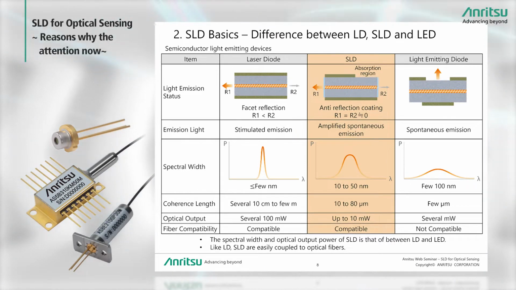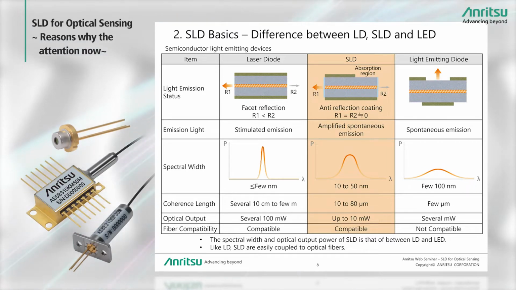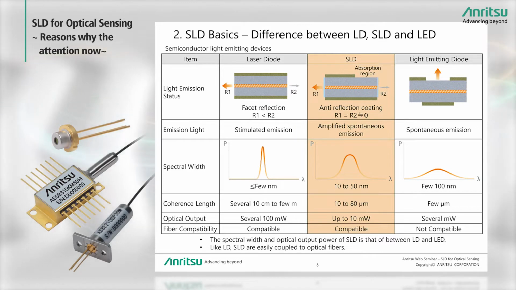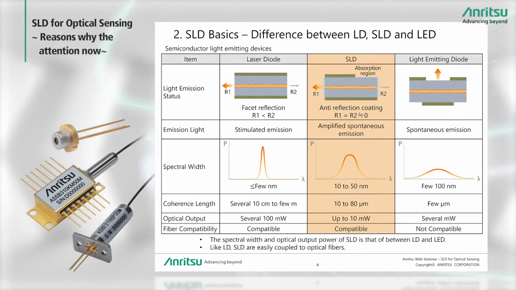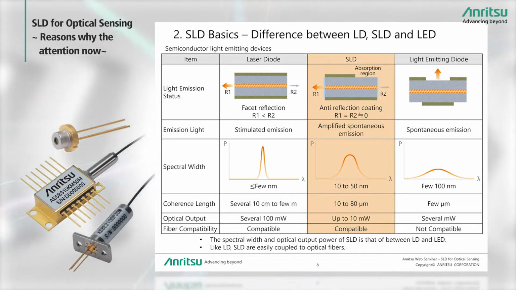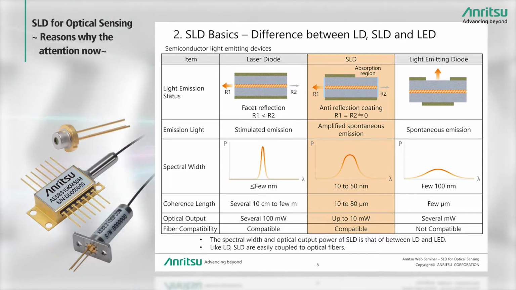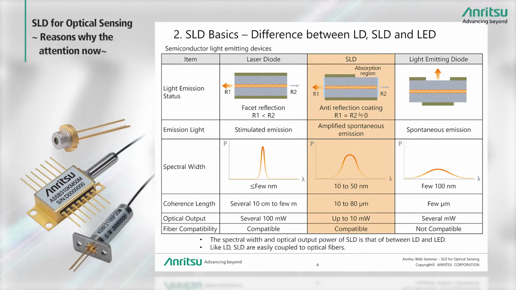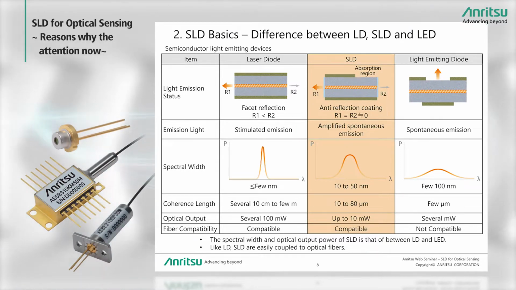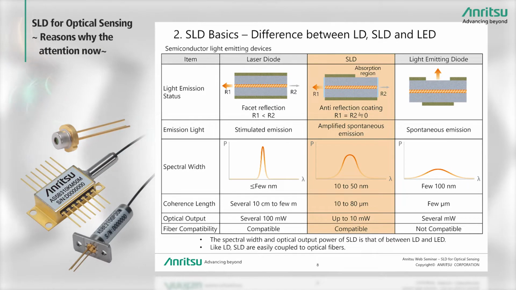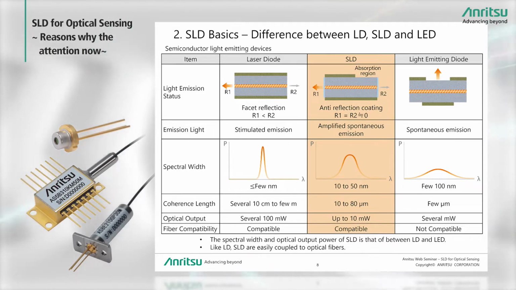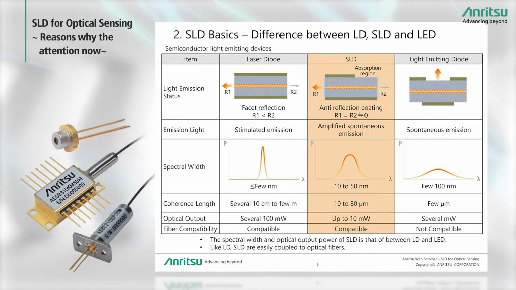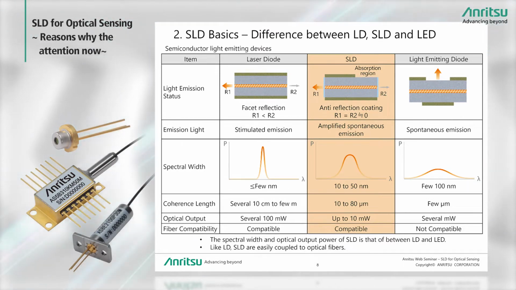On the other hand, LEDs emit light from the surface. The emitted light is similar to spontaneous emission with a broad spectral width of a few hundred nanometers. With a wide spectral width, the coherence length is just a few micrometers, so these devices are characterized by low coherence. The optical output power is up to several milliwatts, with extremely weak light. Since light is emitted from the surface, LED is difficult to couple with optical fibers using a lens.